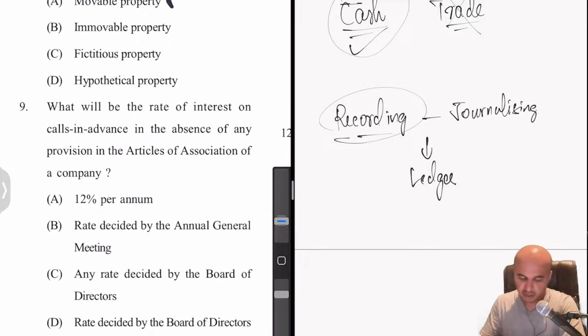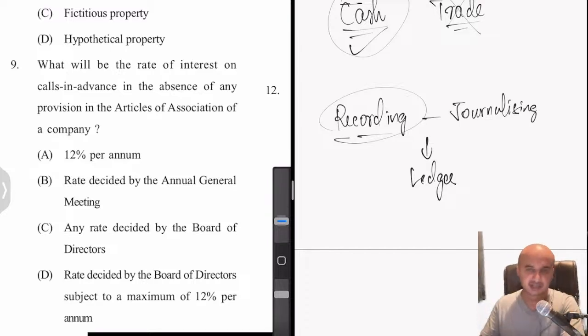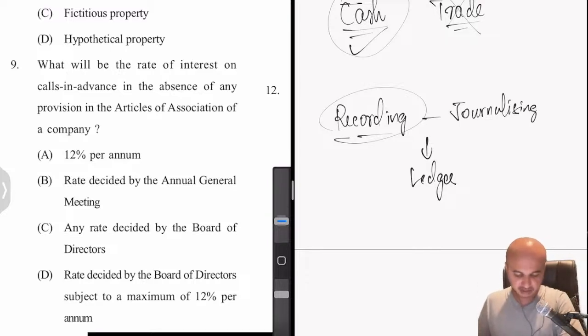Moving on. What will be the rate of interest on calls in advance in the absence of any provision in the Articles of Association of a company? What they are basically asking is the default rate. What will be the default interest rate when it comes to calls in advance? That means the shareholder has paid well before the company has actually asked the shareholder to make the payment. Maybe the first call has not been made. Even before the first call has been made, the shareholder has already paid. In that case, what is the rate of interest which a company can give?